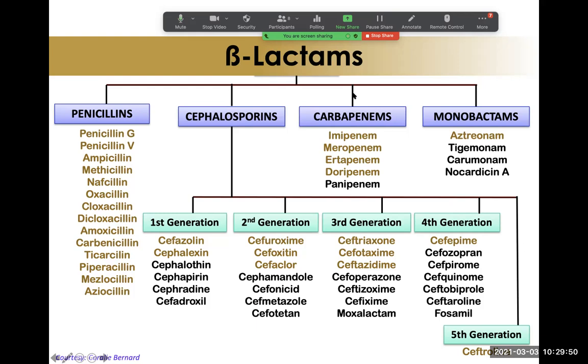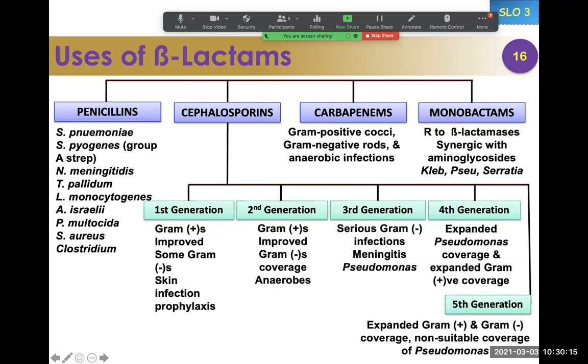And then we also started synthesizing what we call carbapenems, and these all have penem in the end. There are only 5 of them, quite commonly used. They are broad spectrum antibiotics. And then the monobactams, aztreonam is used most often. The others are quite new, and we haven't quite seen the use. Aztreonam is still very much in use.